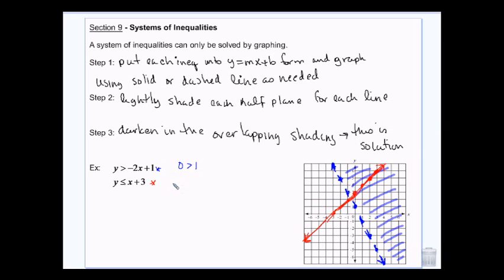Then if I pick the point 0, 0 again, I get 0 is less than or equal to 3. This is true, so I'm shading the side that has 0 on it. So that's this side here. So the red line gets this part shaded, the blue line gets this part shaded, and then the solution to the system is where you have both the red and the blue. So I want to darken that in to show that that's where they overlap and that that's the solution.